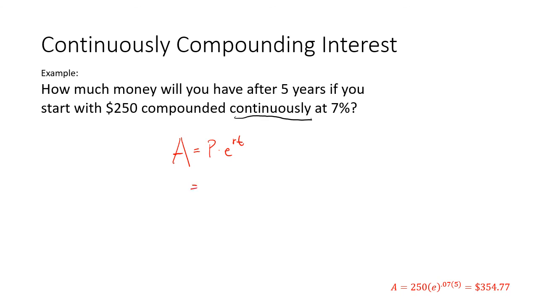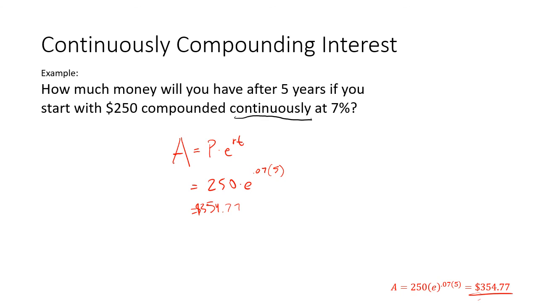So then we just plug the numbers in. We started with $250 times E to the interest rate, 0.07, times T, which is 5, and that equals, I already have the answer down here, $354.77.